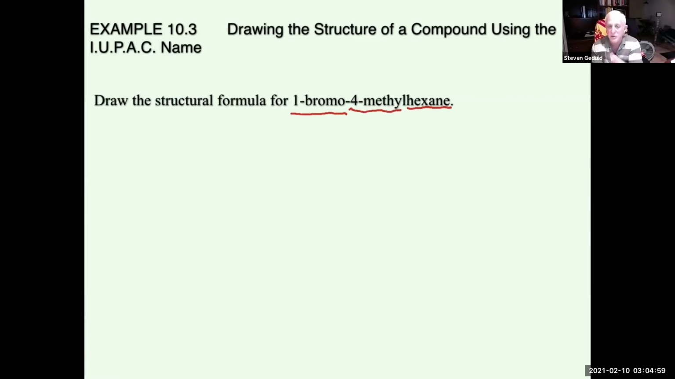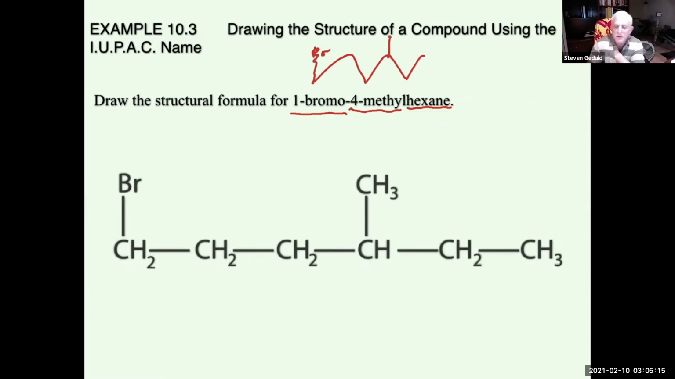Now the line structure, let's do that first, just for fun. Hexane is 6 carbons, right? 1, 2, 3, 4, 5, 6 carbons. At number 1, there's a bromine. I can go up or down either way. There's our bromine group. And number 4, 1, 2, 3, 4, there's a methyl group. There's our line structure.